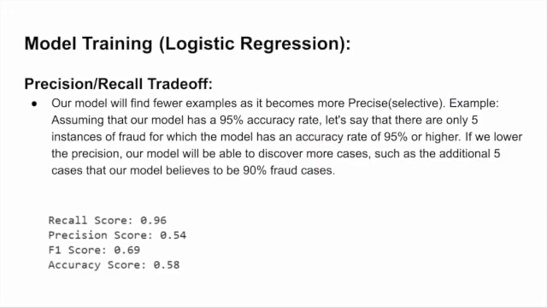After that, we have done the precision recall. In the precision recall trade-off, we can say that our model will find fewer examples as it becomes more precise, meaning more selective.